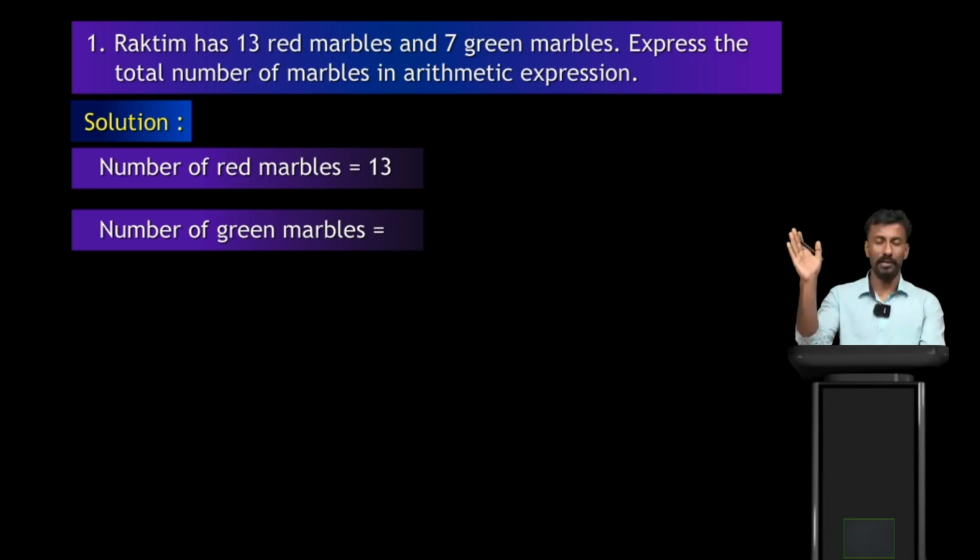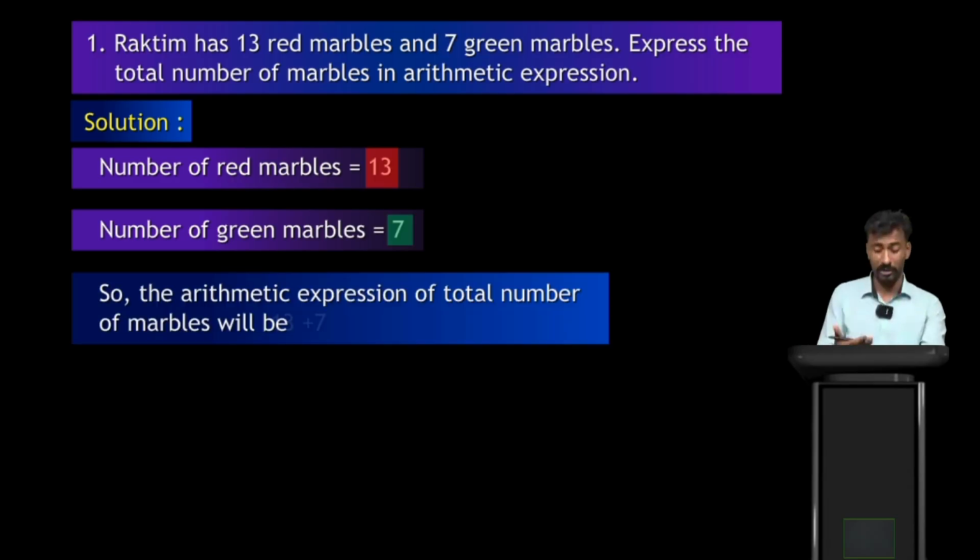So you can see the number of green marbles is equal to 7. We have written that the number of green marbles is equal to 7. So the arithmetic expression of the total number of marbles will be 13 plus 7.